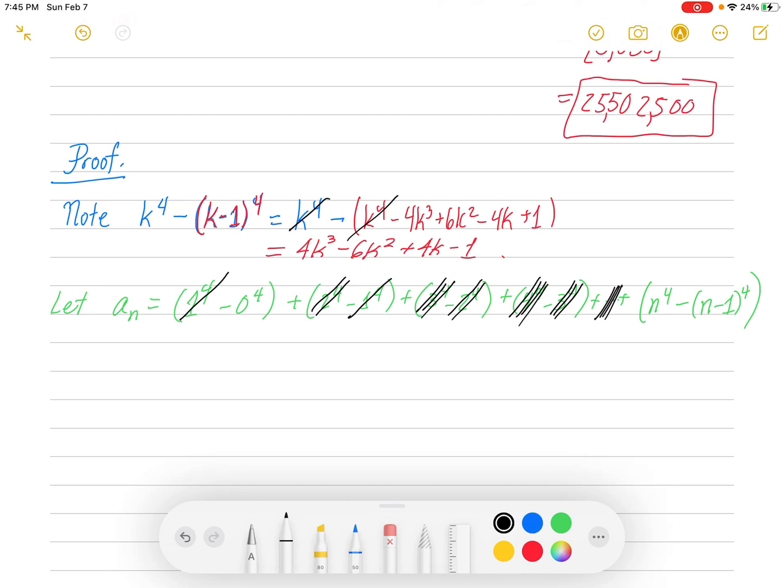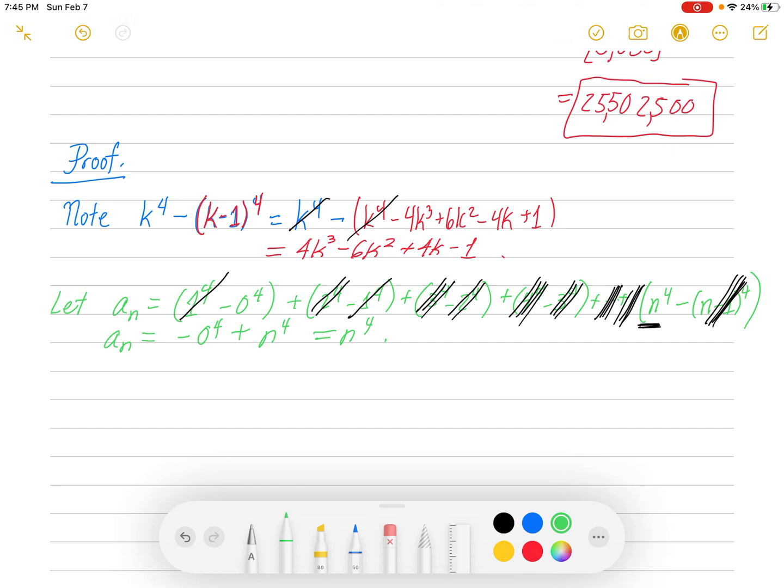And this negative n minus 1 to the 4th, this one is going to cancel with the positive in front of it. So all you're going to have left for a sub n here is minus 0 to the 4th, right? There's not a positive 0 to the 4th in front of it to cancel with. And then plus, you're going to have n to the 4th. This n to the 4th, the one right here on the end, doesn't have a negative n to the 4th after it to cancel with. So basically, all you have left is negative 0 to the 4th plus n to the 4th. So that's n to the 4th. So a sub n is going to be n to the 4th.